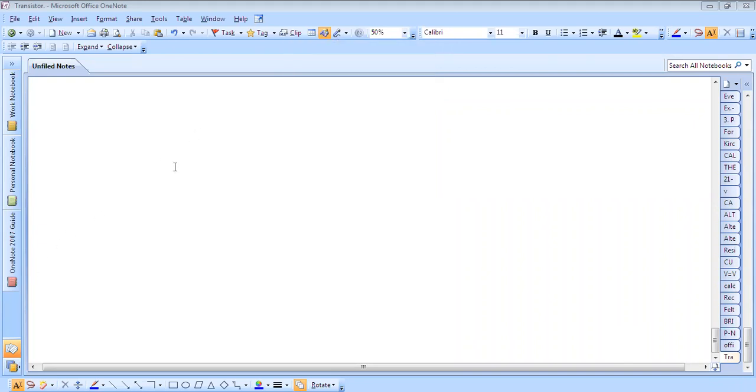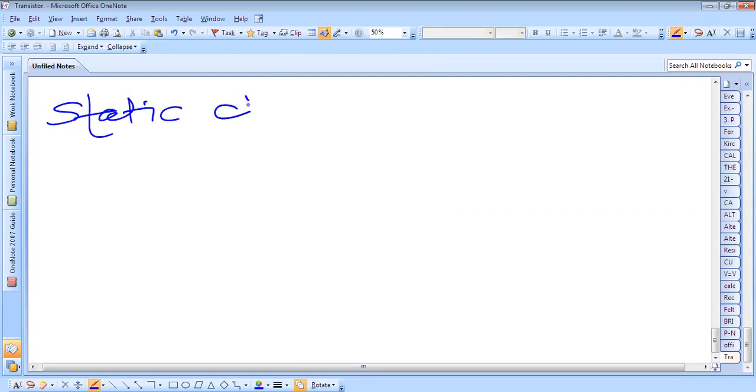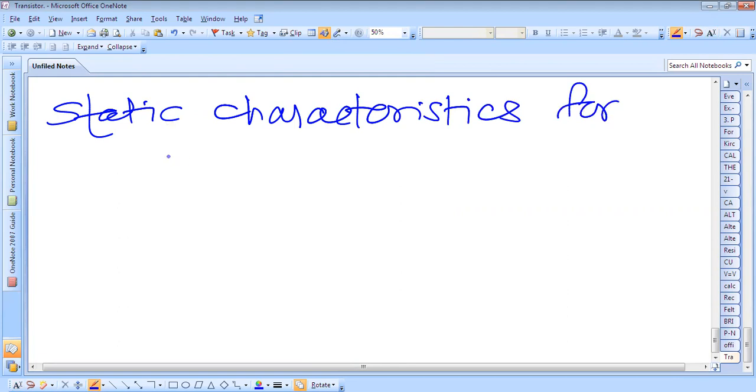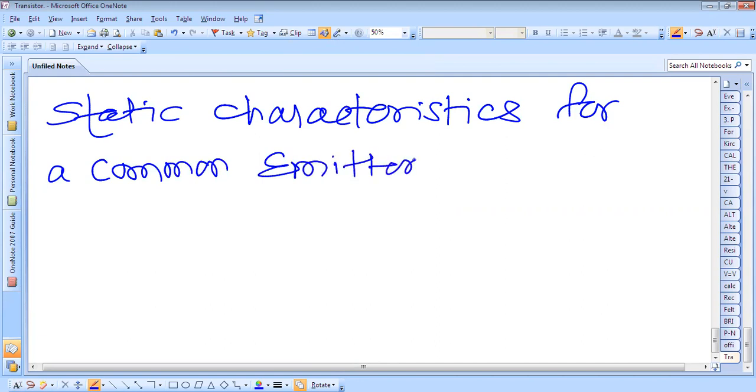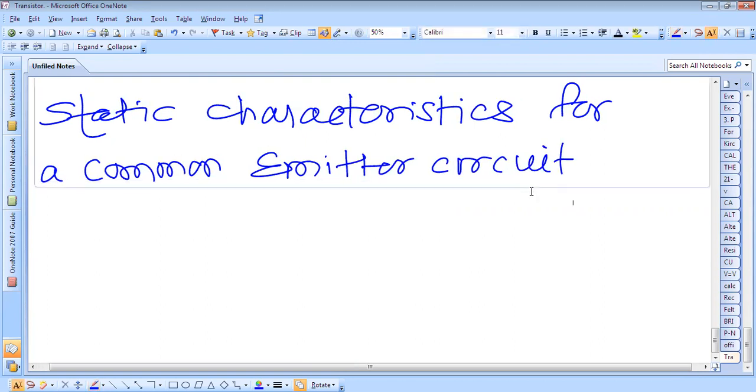Hello, today we'll discuss the static characteristics for a common emitter circuit. Here the emitter is common.